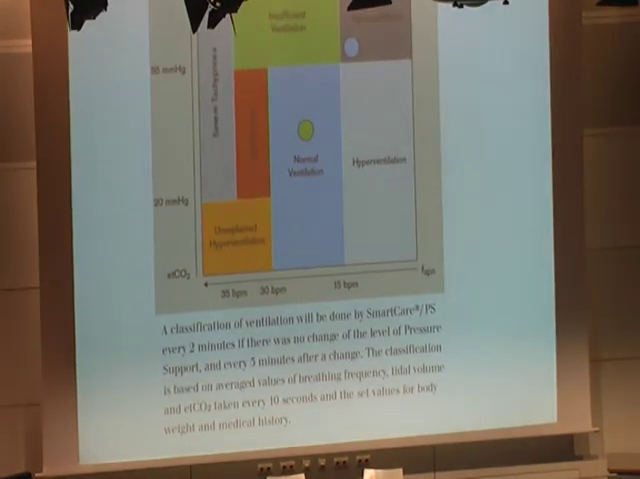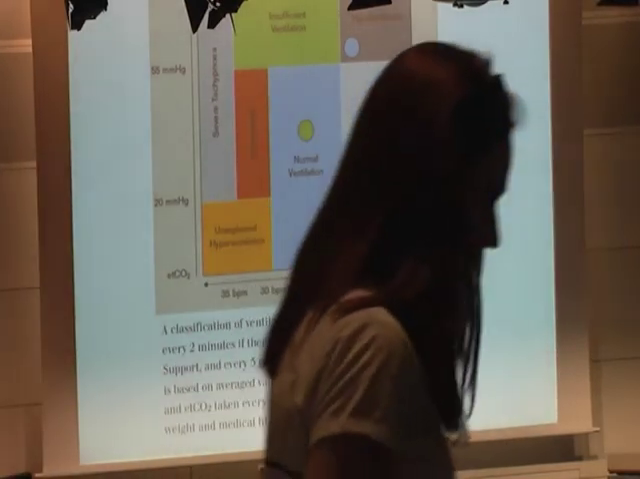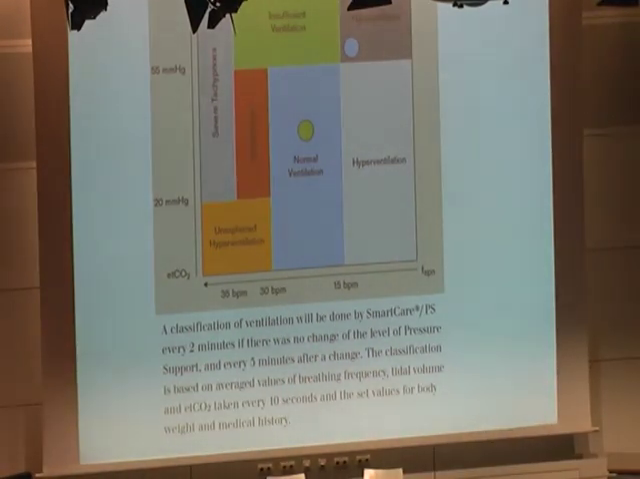And this you can see, the objective is to maintain, I'm sorry I don't have the pointer, to maintain the patient in normal ventilation. You see the green point, and SmartCare makes a diagnosis if the patient is in hyperventilation, hypoventilation, insufficient ventilation, tachypnea, and then increases or decreases the pressure support level.